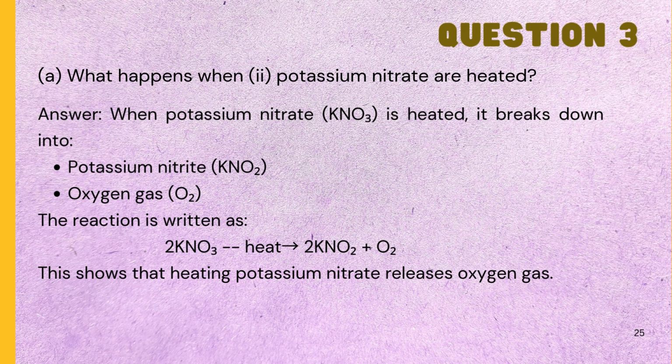A. What happens when 2. Potassium nitrate is heated? Answer: when potassium nitrate is heated, it breaks down into potassium nitrite and oxygen gas. The reaction is written as 2KNO3 heat to 2KNO2 + O2. This shows that heating potassium nitrate releases oxygen gas.